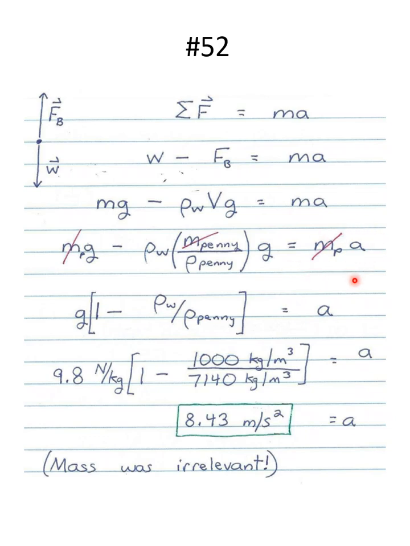Well, we're talking about the acceleration of the penny, so it's the mass of the penny. And you notice that mass of the penny is a factor in every one of these terms, so we can just divide the entire equation by mass of the penny. And we no longer even have to think about the mass of the penny. It's irrelevant. So I'll clean this up, solving for acceleration. I can factor out g, and it becomes 1 minus density of the water over density of the penny. And then we plug in the values, and you should get 8.43 meters per second squared.